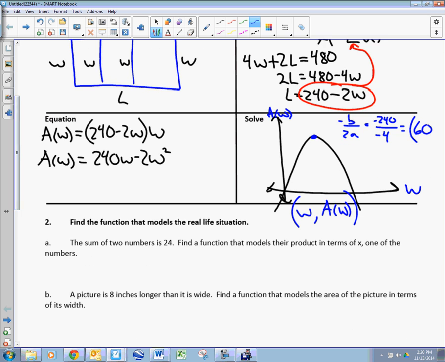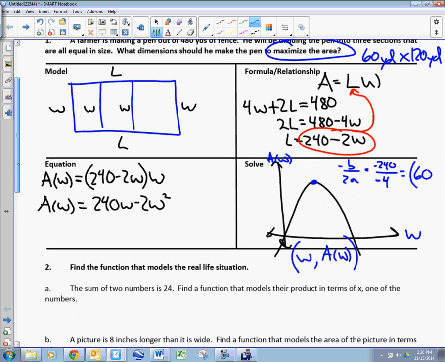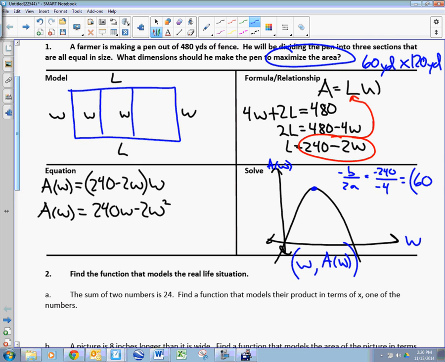So parabolas can be very useful to find maximums, minimums, all sorts of things. Well, 60 represented the width. I also need to know the length. It says length is equal to 240 minus 2w. So I plug 60 into there. 2 times 60 is 120. 240 minus 120 is 120.